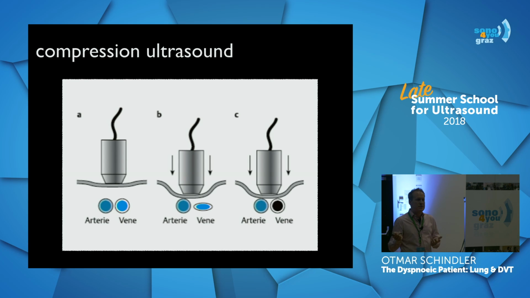What is compression ultrasound? We take our probe, we visualize the artery and the vein, and then we just put the probe a bit in. We make a bit of compression, and the artery should stay open. The vein should collapse. If the vein does not collapse, it's either that we're not pressing hard enough or that there's something in the vein.